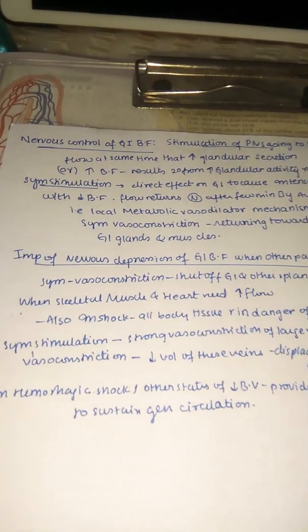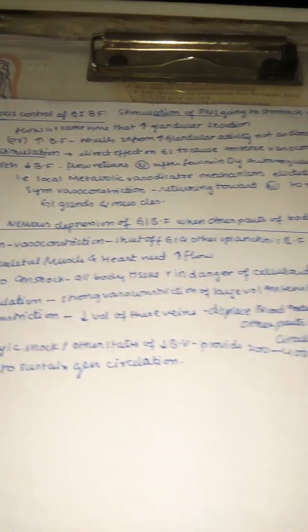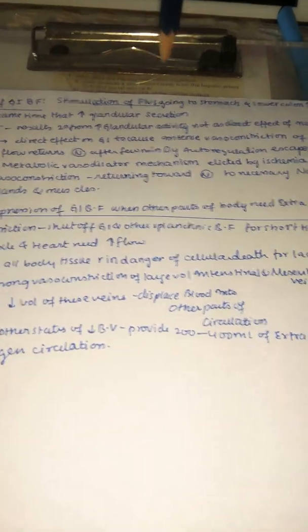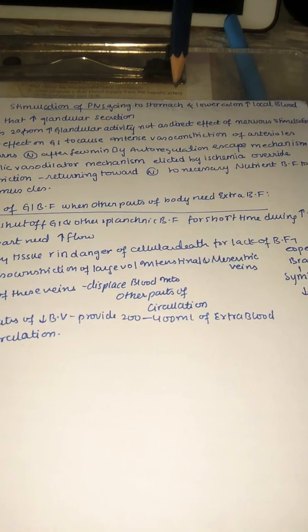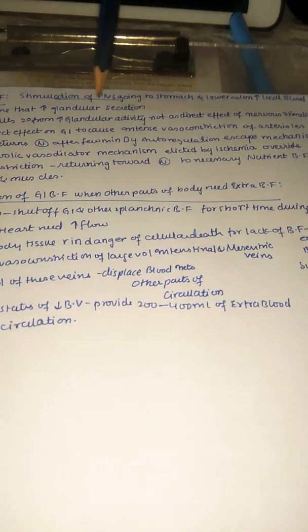Next, let us come to nervous control of gastrointestinal blood flow. How do nerves control it? Mainly, stimulation of the parasympathetic nervous system going to the stomach, and also to the lower colon, increases the local blood flow. At the same time, it also increases the glandular secretion.